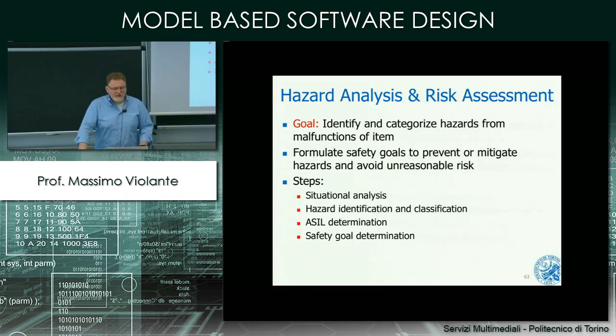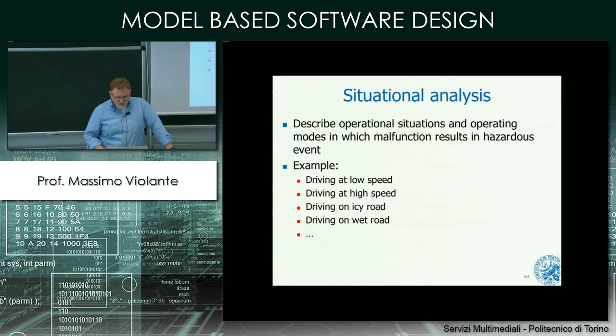Then, once we analyze the risks, we categorize the risk, we have to formulate safety goals. This is to say, we have to specify which are the functionalities that we want to have out of our system to enforce safety, so to avoid that somebody is killed. The steps that we have to go through are the following. We do first situational analysis. Then we do hazard identification and classification. We do ASIL determination and safety goal determination. So let's go through these steps.